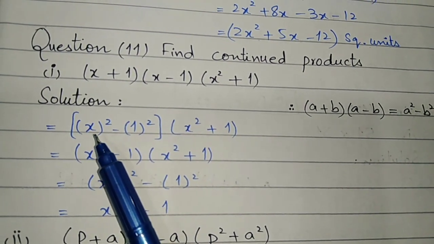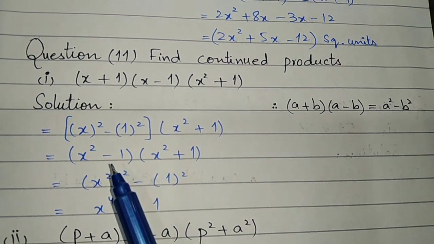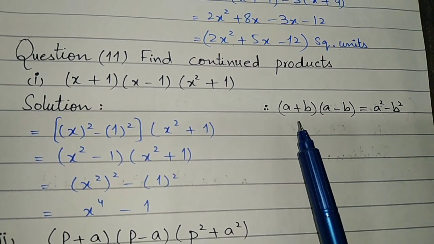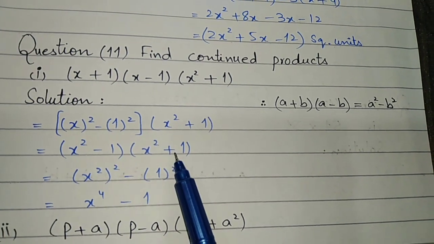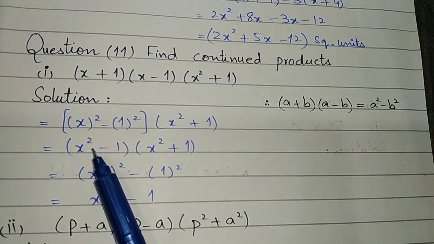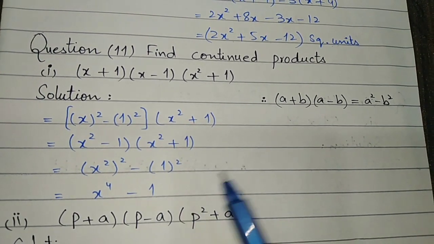Now we have to open the squares, that is (x² − 1)(x² + 1). Now we have to apply the same formula, (a + b)(a − b). So a², that is (x²)², minus 1². So that is x⁴ − 1, that's the required answer.